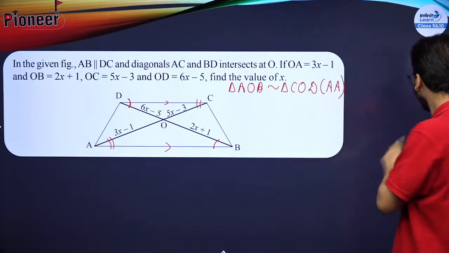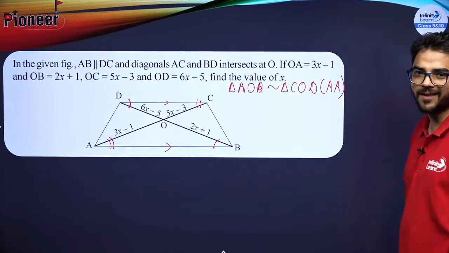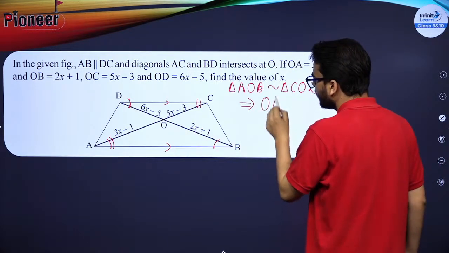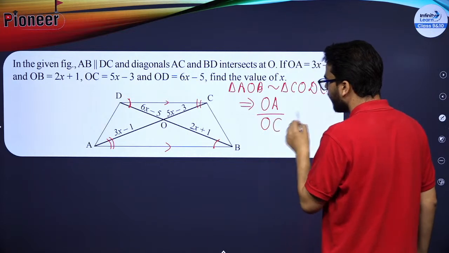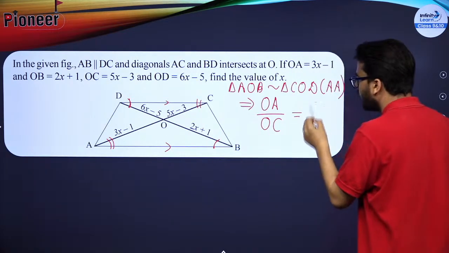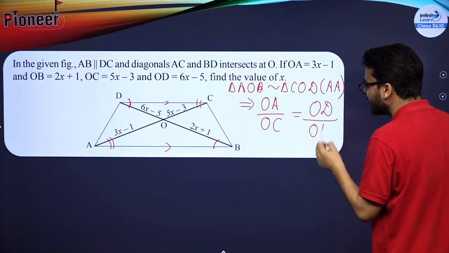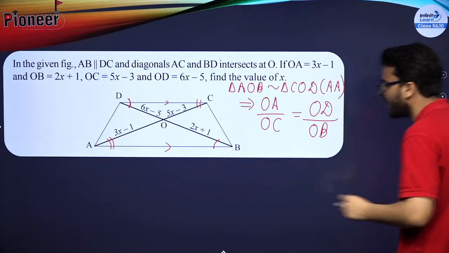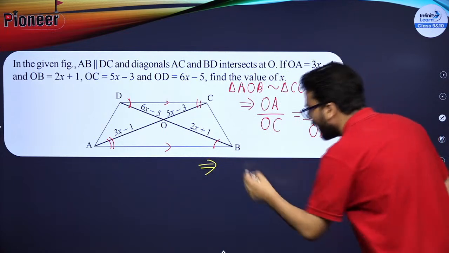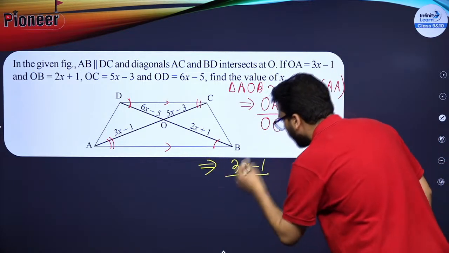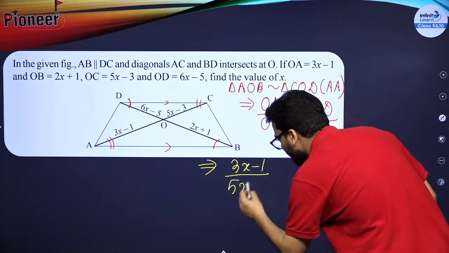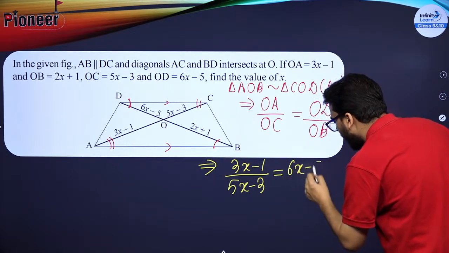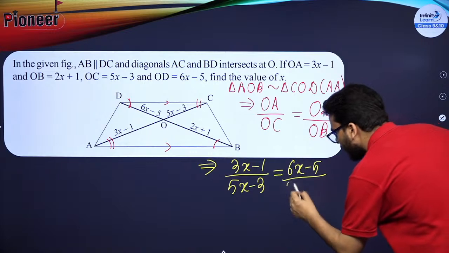It's a direct question. Now you know that ratio of corresponding sides of two similar triangles are equal. So over here, can I not say that OA by OC is equal to OD by OB? We can say that ratio of corresponding sides of two similar triangles are equal. So just put the values and let's simplify. OA over here is already given. OA is 3x minus 1. OC over here is 5x minus 3. OD over here is 6x minus 5. And OB over here is what? 2x plus 1.